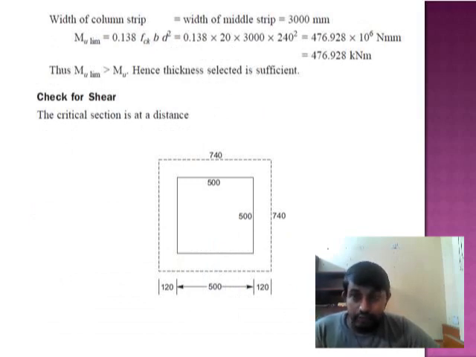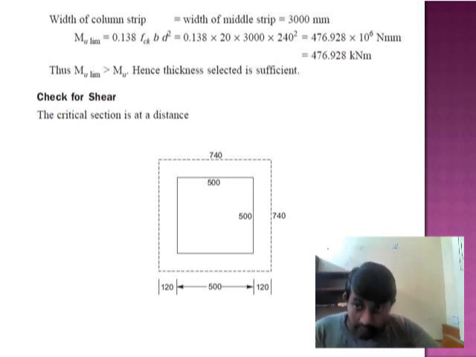Now we are going to calculate the limiting moment resistance. Limiting moment resistance as per IS 456 code is 0.138 fck b d square, 0.138 into 20 into 3000 into 240 square, which is nothing but 4706.928 into 10 to the power 6 Newton mm. If you convert it into kilonewton meter, you will get 4706.928 kilonewton meter. Now since Mu limit is greater than the Mu, hence thickness of slab is sufficient.